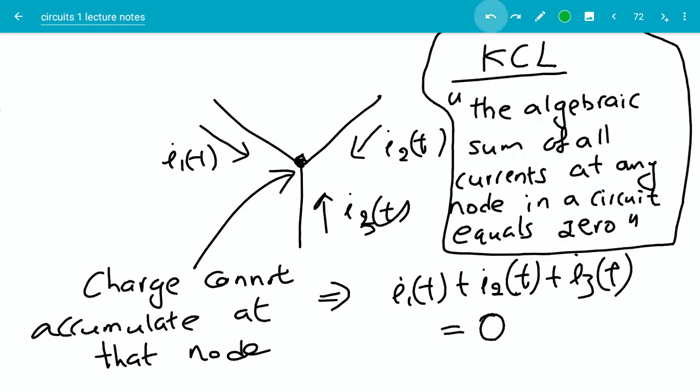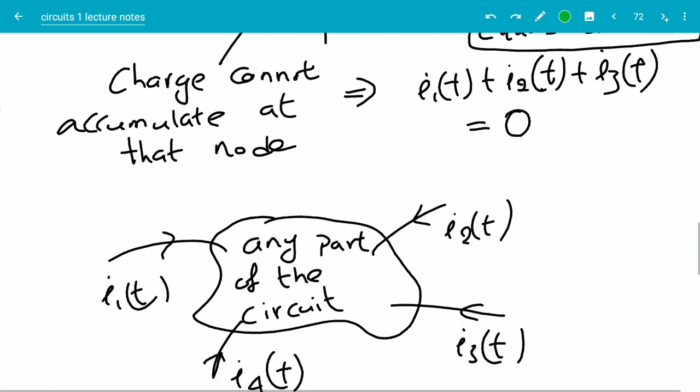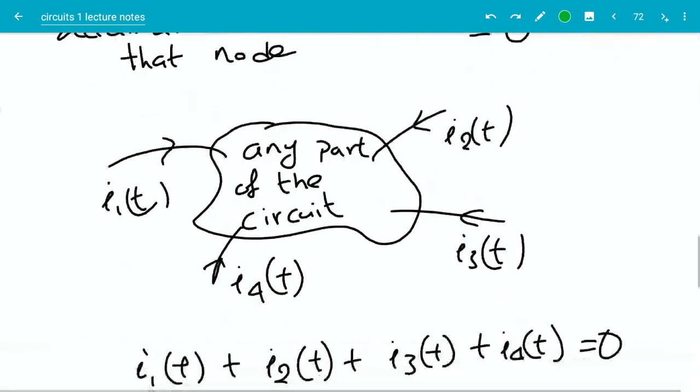Then you can generalize that statement in a bit more general way. You can take any part of the circuit, not just one node or a component. You can take any part of the circuit, and let's say there are, say, 4 wires going in, and this could be any number, right? And in each of these wires there is a current.